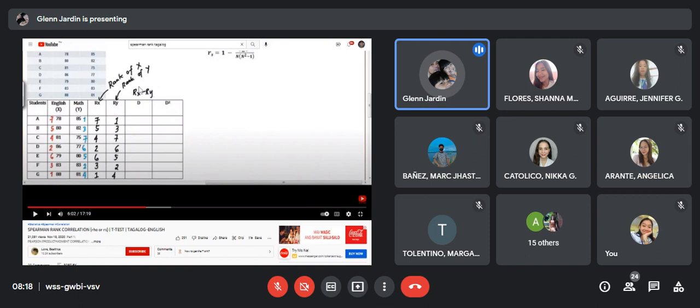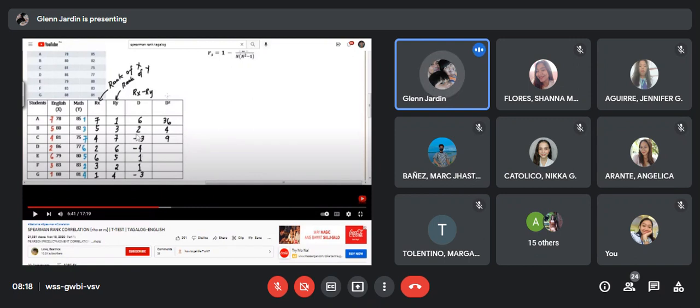Next is finding D. So, ito yung formula, Rx minus rank Y. Meaning to say, 7 minus 1. Okay? Tingnan natin. And 7 minus 1 is 6. 5 minus 3 is 2. 4 minus 7 is negative 3. 2 minus 4 is negative 2. 6 minus 5, 1. 3 minus 2 is 1. 1 minus 4 is negative 3.